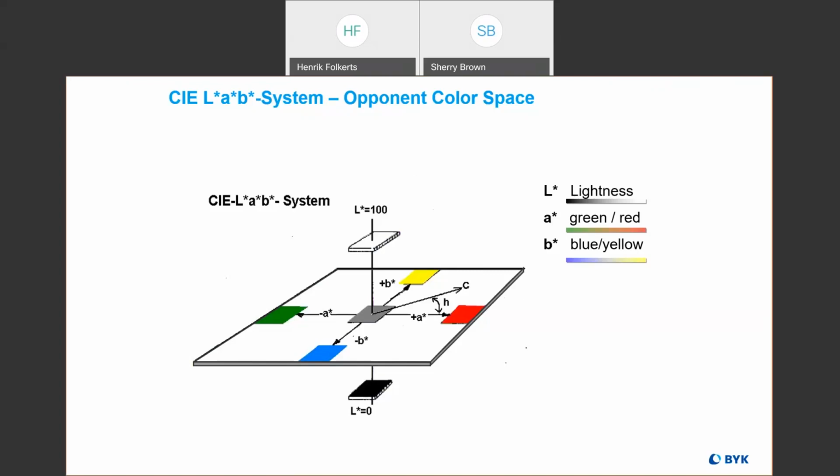Similarly, the B axis is for blue and yellow. If the B value is positive, that indicates yellow in the color. If the B value is negative, that indicates blue. Again, if the B value is close to 0, that would be neutral on that axis. So if the A and B values are both close to 0, that would indicate a neutral color like a gray.